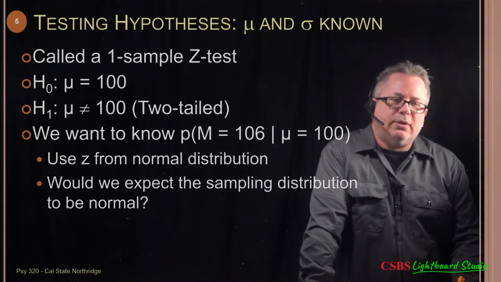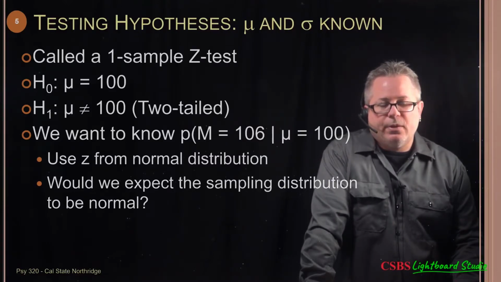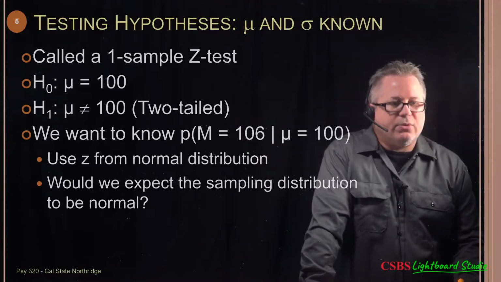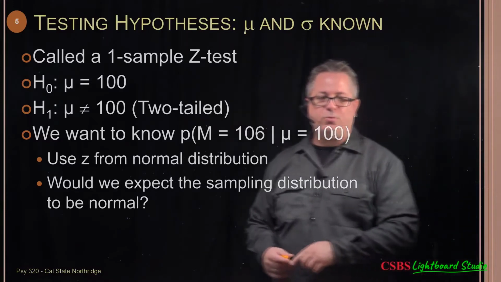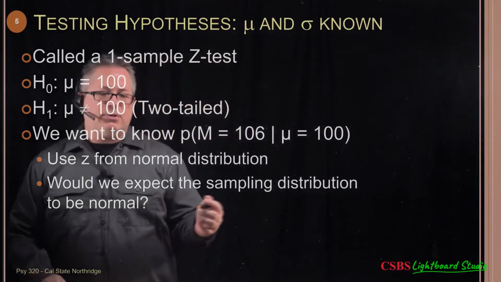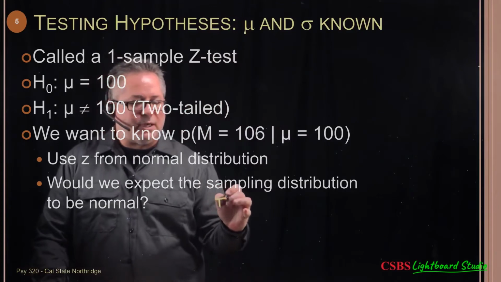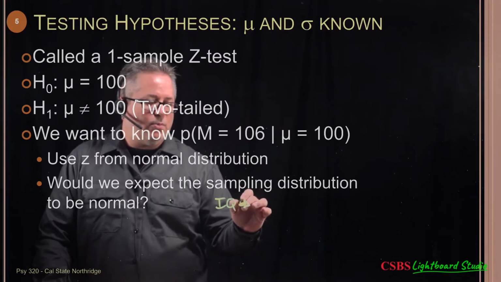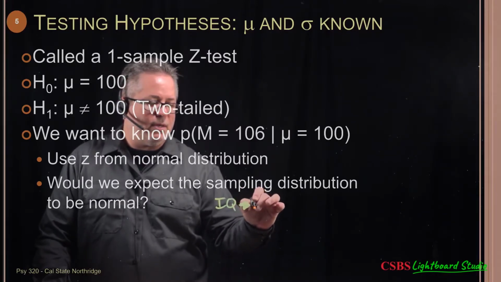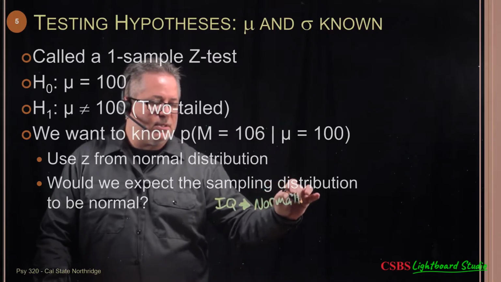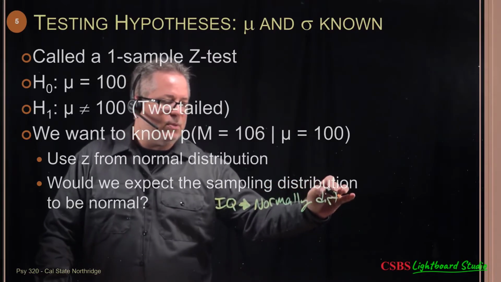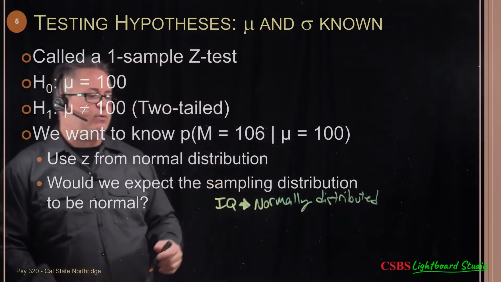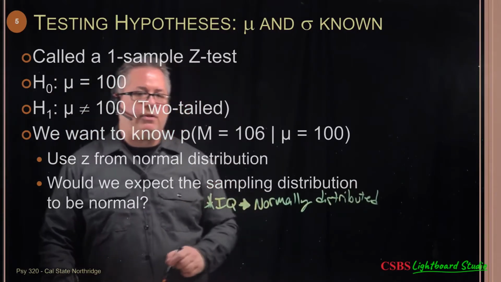Would we expect the sampling distribution to be normal? Again, what were our rules? In order to assume that our sampling distribution would be normal, we have to know the population is normal. IQ in general is normally distributed. So right away, our sample size doesn't really matter because IQ is normally distributed. You may not have known that before, but it is. So that's great, we know it's normally distributed based on that.